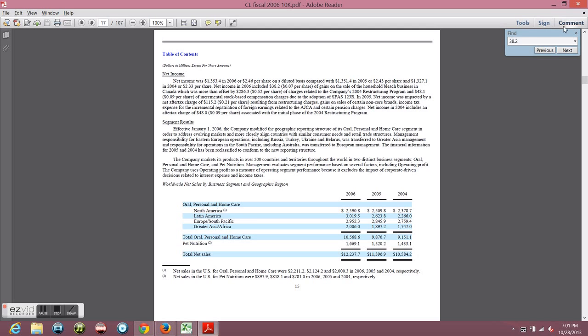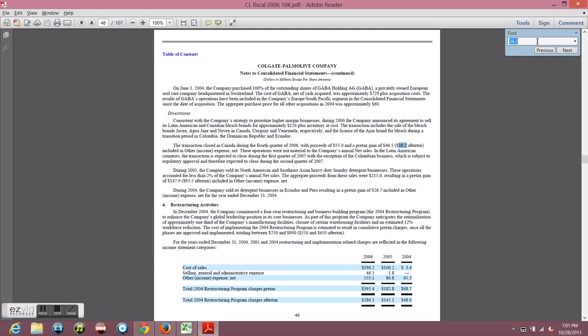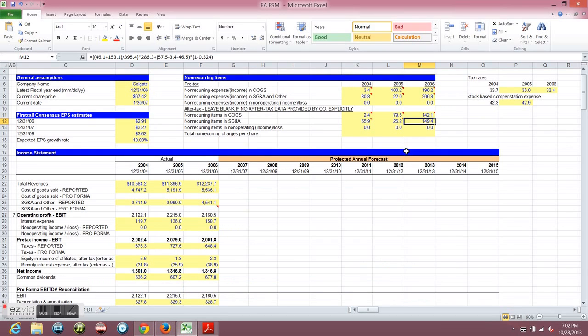Let me see if there's a much more clear reason why we're doing that. Over here, yes. The transaction closed in Canada during the fourth quarter of 2006, with proceeds of 55.0 and a pre-tax gain of 46.5, 38.2 after tax. So they gave us our after-tax amount, so we don't have to worry about that. We can get rid of our gains on sales as well, and then on the side right here, we're just going to add 38.2.